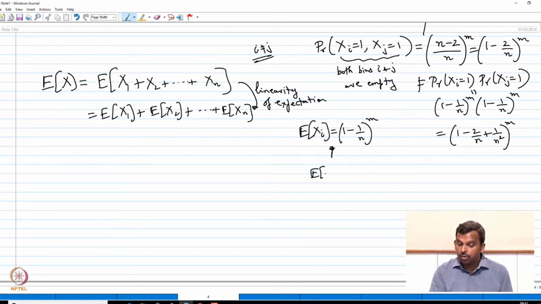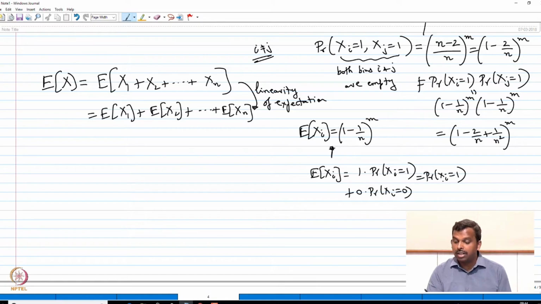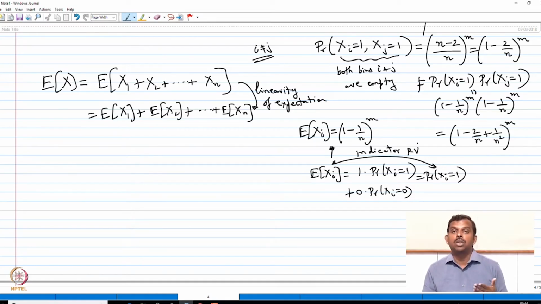So what is the expected value of xi? It is 1 times the probability that xi is 1 plus 0 times the probability that xi is 0, which is nothing but the probability that xi is 1. So this is another fact which you should remember for indicator random variables. For any indicator random variable, its expectation is simply equal to the probability that it's equal to 1. Okay, so it's very easy to see why that's true. It takes just two values, 0 and 1, and the probability that it takes the value 1 is simply the expectation.